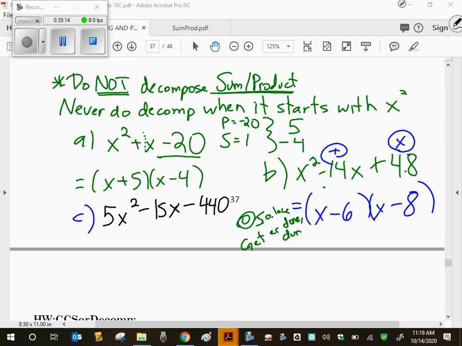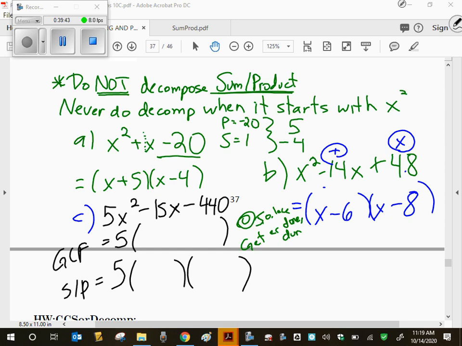But remember, what's the first step to factoring? Always, can you take out a GCF? And this one you can. Everything divides by 5. So this one isn't a decomp. It's a GCF sum product. So go ahead and finish the black one for me here. And it's still a lot quicker than decomp.